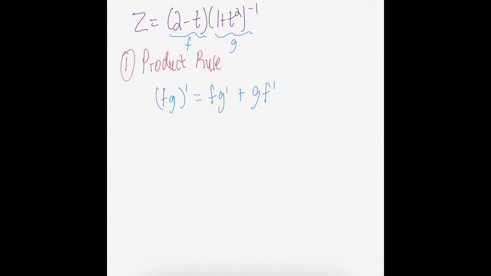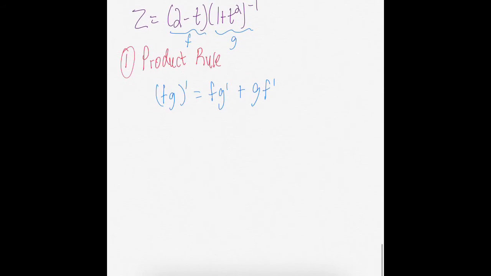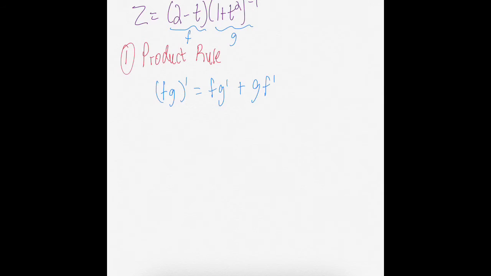Okay? It doesn't matter which order you do it in. The great thing about addition is that it's commutative, and so we can do it in either order. Right? If I want to do g f prime first, that's fine. It doesn't matter. So let's go ahead and do it here. So the derivative of, all right, so f is just 2 minus t. So let me draw dz dt equals, okay, f is 2 minus t.